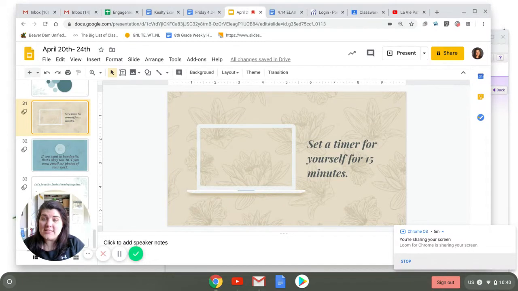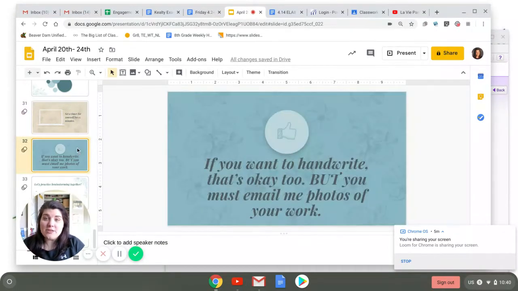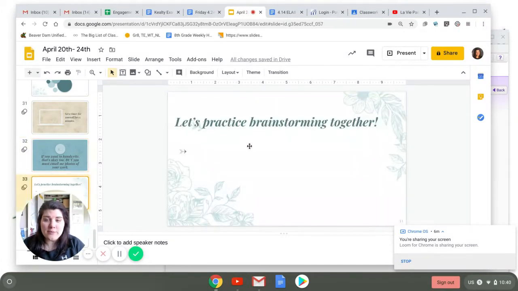We're going to do one of these together. I want you guys to keep in mind, usually when we've done free writes, we've done them in your notebooks. If you want to handwrite your free write, that's okay, but you must email me photos of your work. So again, if you set a timer for yourself for 15 minutes and you want to write on paper, that is fine, but you must email me photos of your work. Okay? So we're going to start brainstorming together.